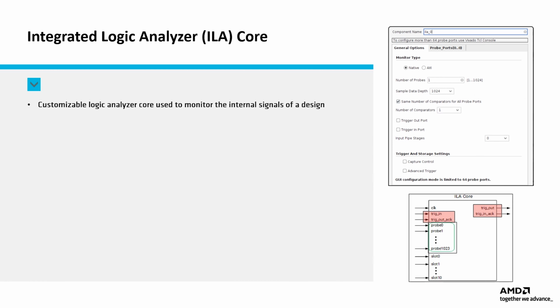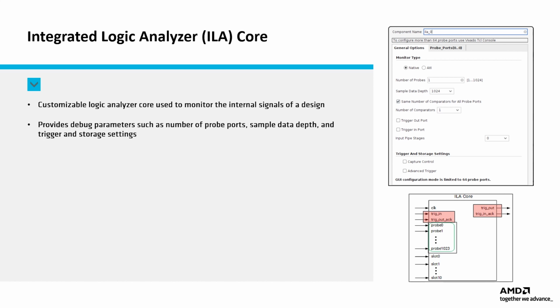The Customizable Integrated Logic Analyzer ILA IP core is a logic analyzer core that can be used to monitor the internal signals of a design. The ILA core includes many advanced features of modern logic analyzers, including Boolean trigger equations and edge transition triggers. The Vivado Design Suite provides an ILA core wizard for the designer to enter all the parameters for the ILA core, such as component name, number of probe ports, sample data depth, and trigger and storage settings.